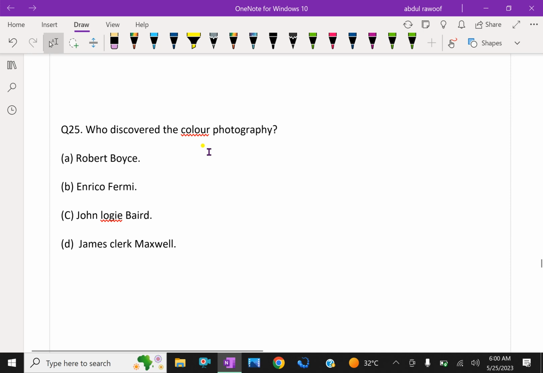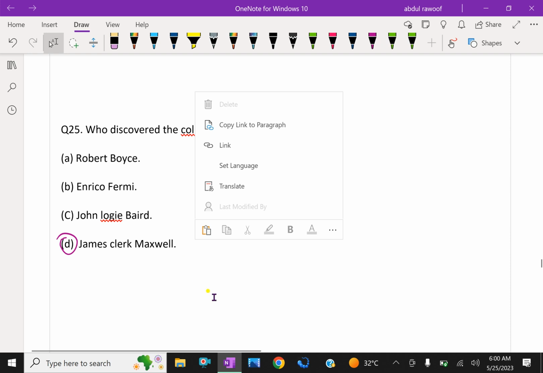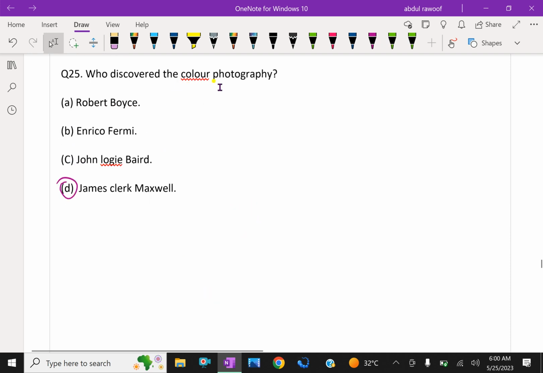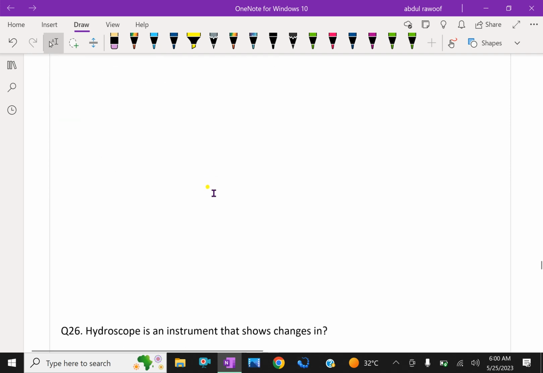Who discovered color photography? Robert Boyle, Enrico Fermi, John Logie Baird, James Clerk Maxwell. James Clerk Maxwell, he discovered color photography.